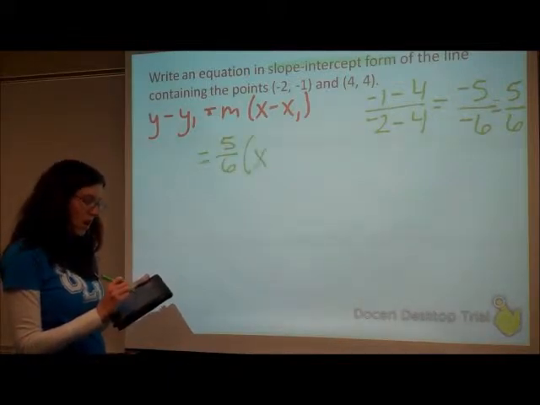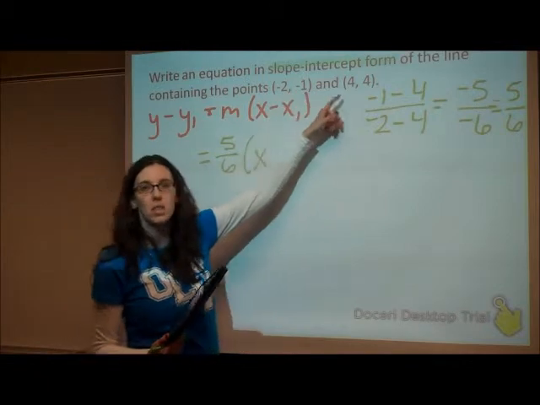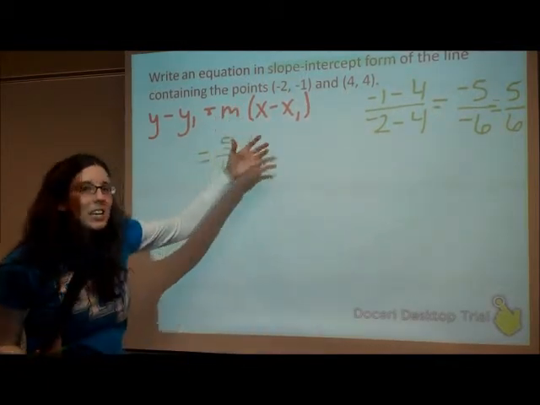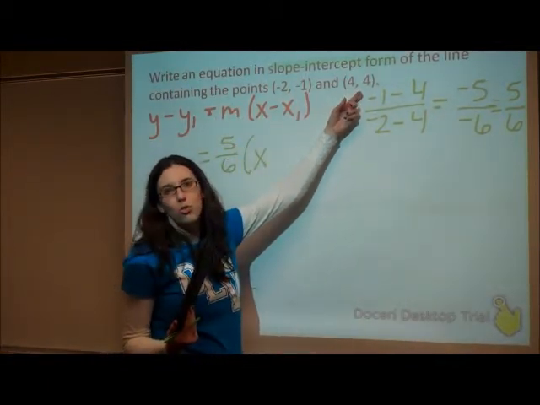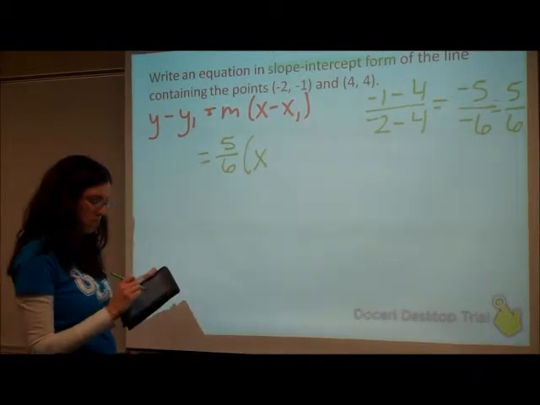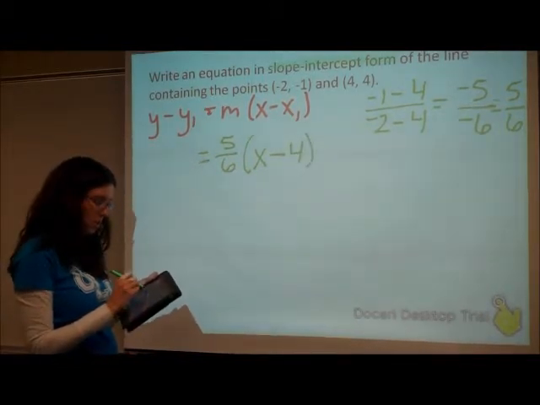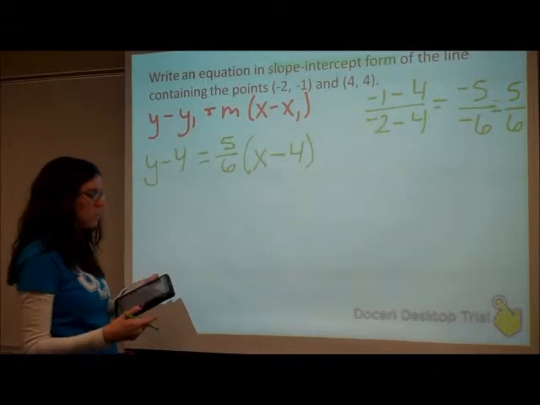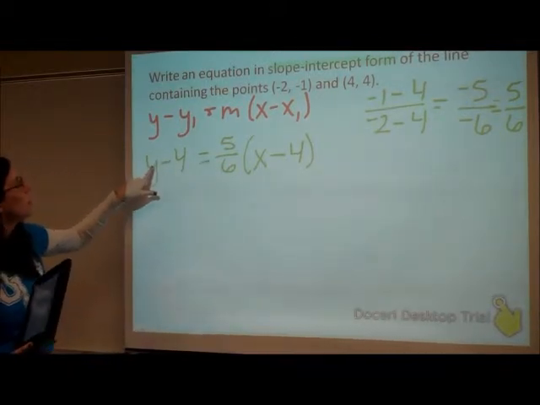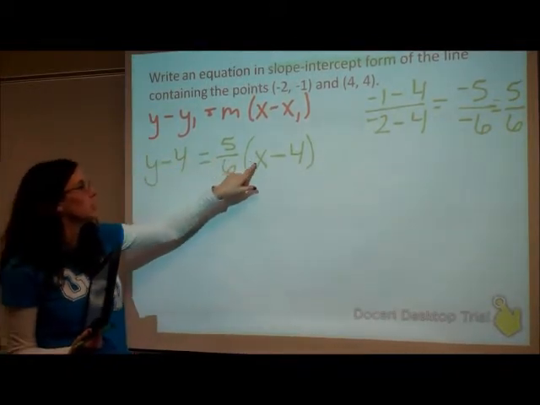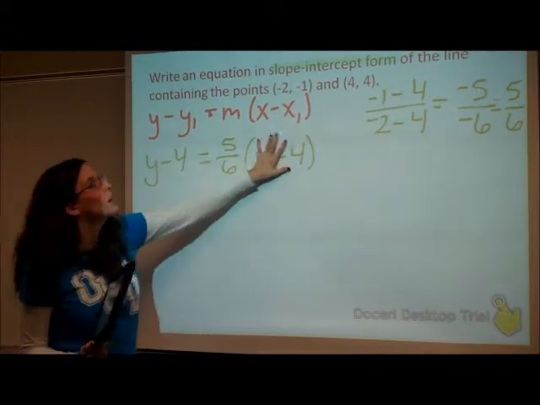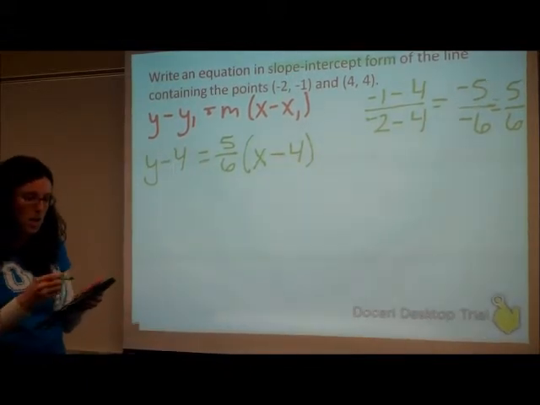Now, I need to choose one of these points. Either one would work, okay? I'm going to use 4, 4, so that way it doesn't matter which one's x and y. So we have y minus 4 equals 5/6 times x minus 4. So here's my point-slope form.